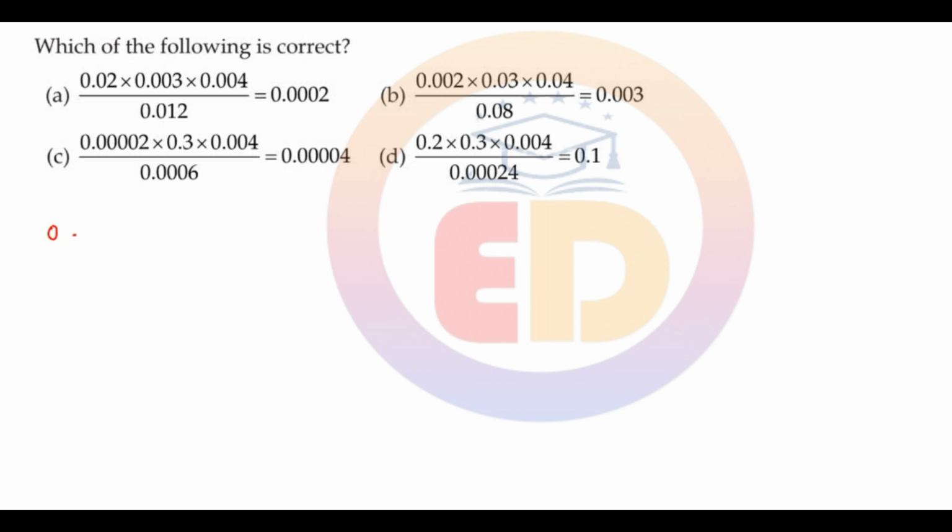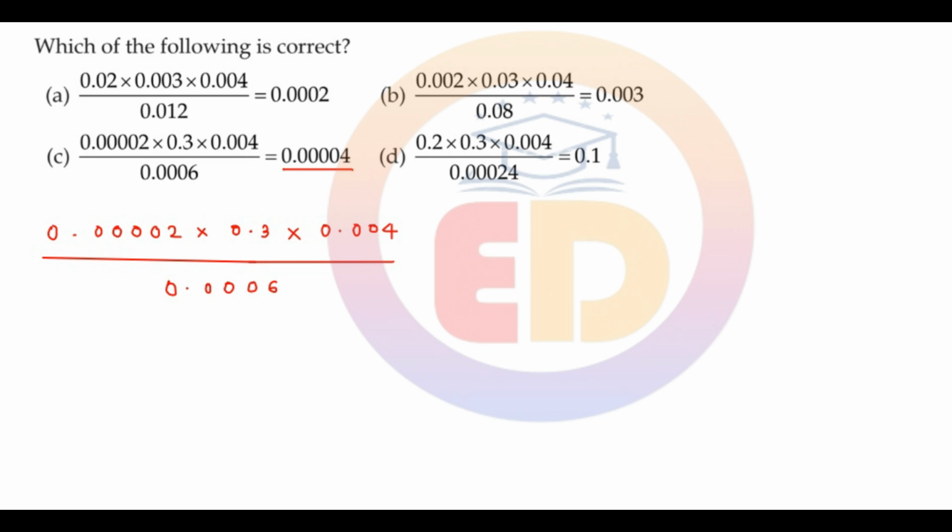So 0.00002 multiplied by 0.3 multiplied by 0.004 upon 0.0006. Now they are asking whether it is equal to 0.00004. Let us calculate this and find out.